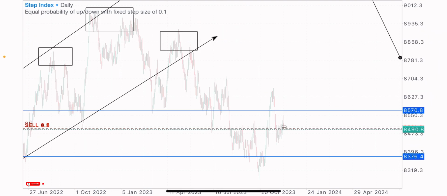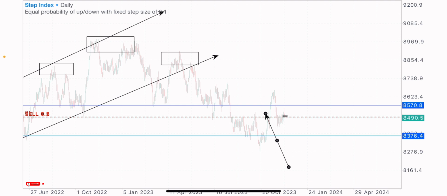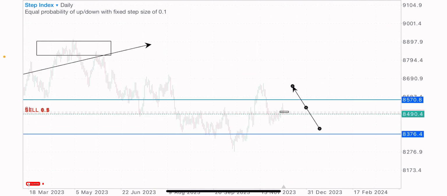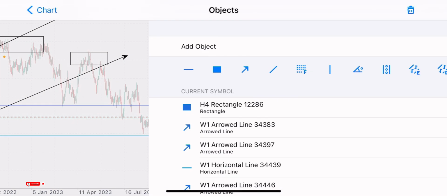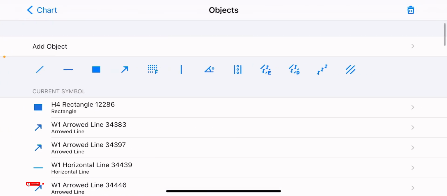So after getting the retest of this identified level, the neckline, I would say, after getting a retest of this neckline here, we got price selling to the downside, we got this sell to the downside, and we've seen that at this level we got this downtrend formation, which is a bearish structure as well. So everything is looking bearish on step index.